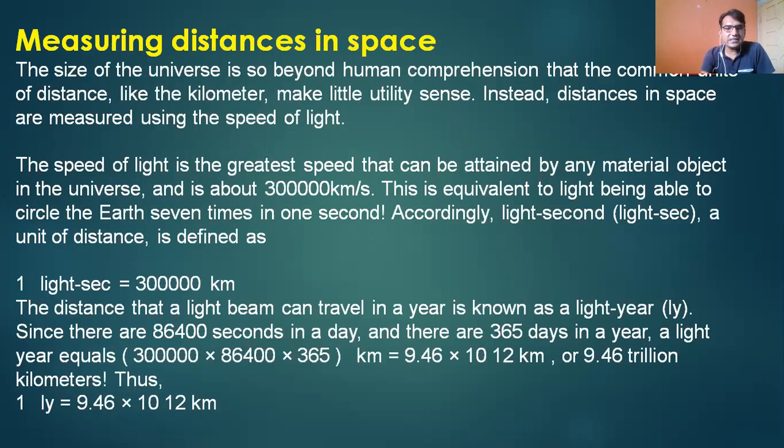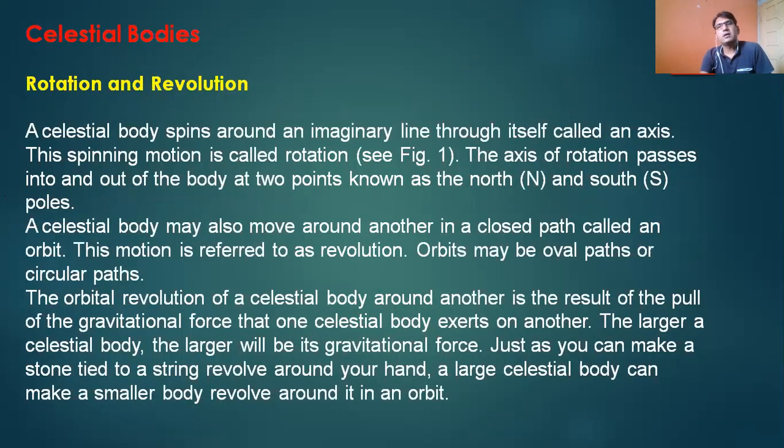Measuring distance. Now, what are the characteristics of these astronomical or celestial bodies? One thing is that these celestial bodies spin around an imaginary line through themselves called the axis. So all these bodies, like the moon, the sun, and the rest of the stars, are spinning. They are moving around on their own axis. One particular imaginary line, which is called the axis, they are moving on that.